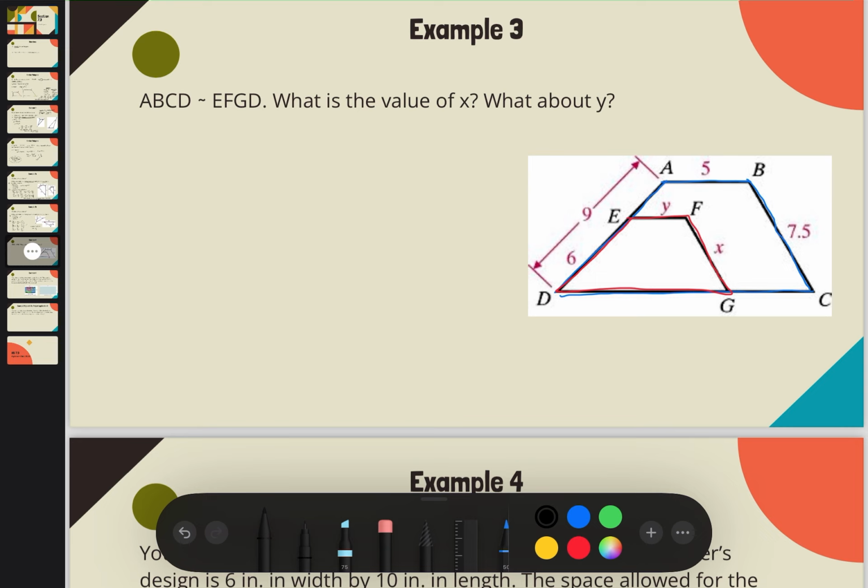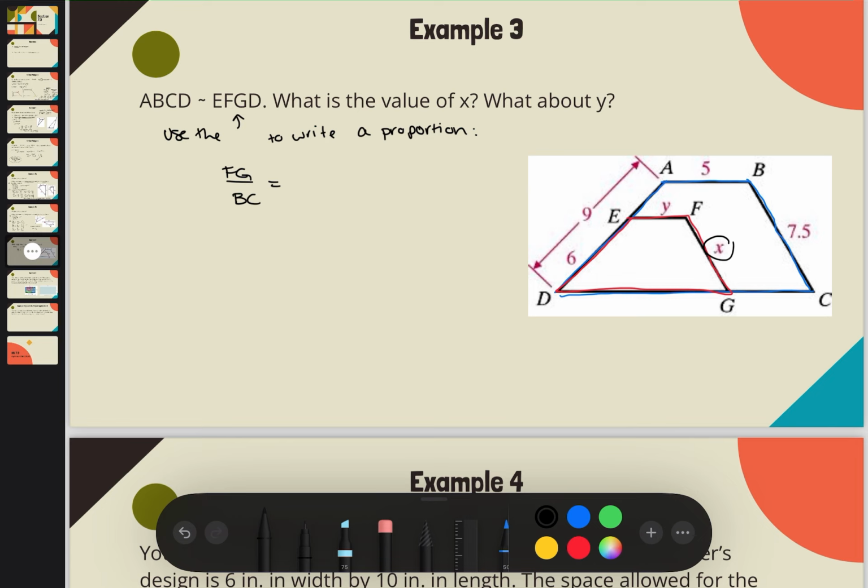Well, I see that X is right here. That's side FG. FG corresponds to which side? Okay, BC. So I want to use the similarity statement to write a proportion. We said that FG is corresponding with BC, and I can set that equal to any other pair of corresponding sides. Let's be smart here. Let's set this equal to a pair of sides that I already know.